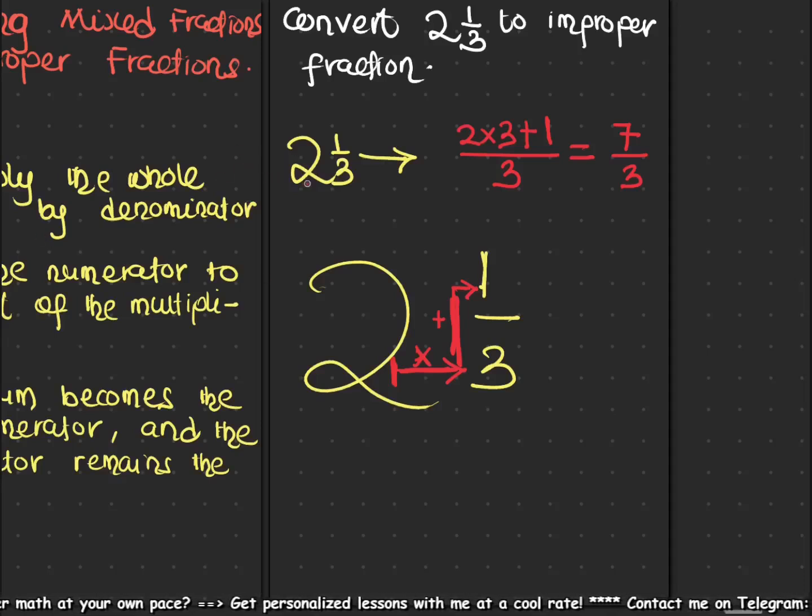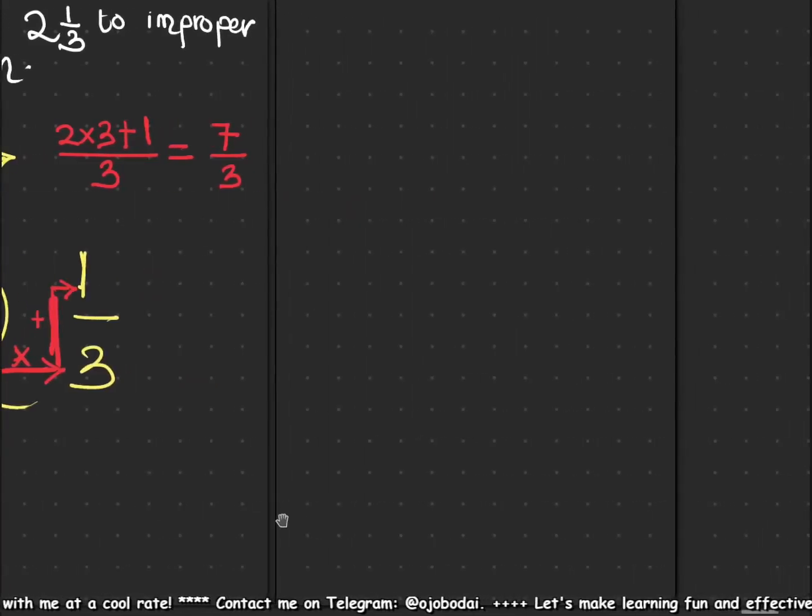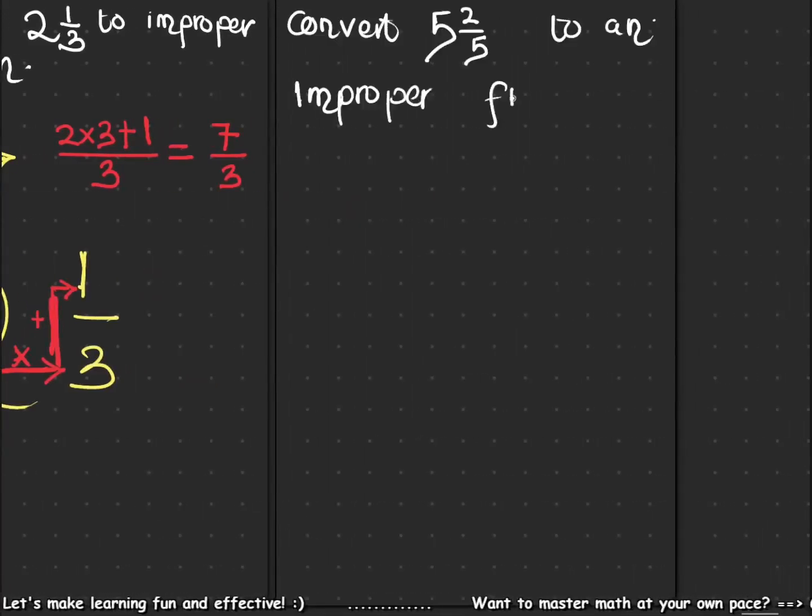Let's take it again. So first of all, you have this two whole number, 1 over 3. So let's multiply that whole number by the denominator. That is 2 times 3. And then let's add the numerator to it. That is what we have done here. Then we say all over the 3. And that should give us 7 over 3. Let's pick some examples and see if the understanding becomes clearer.